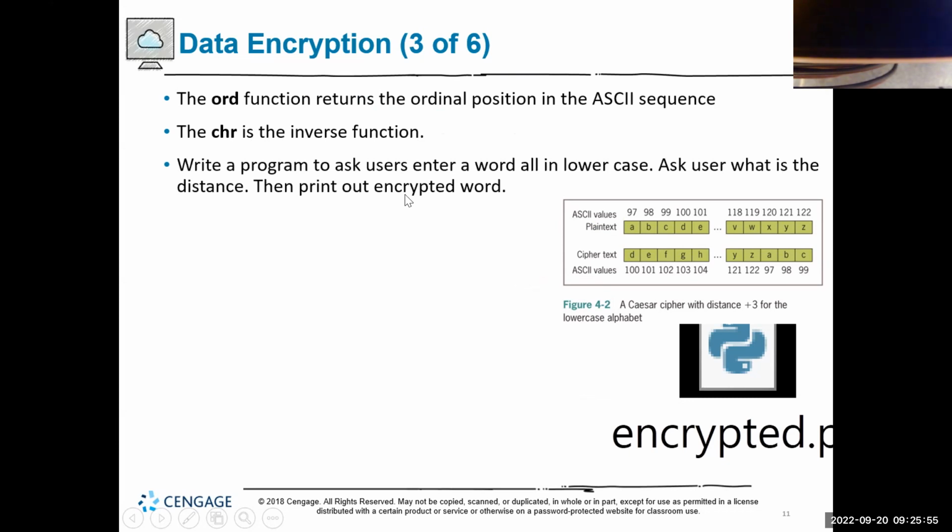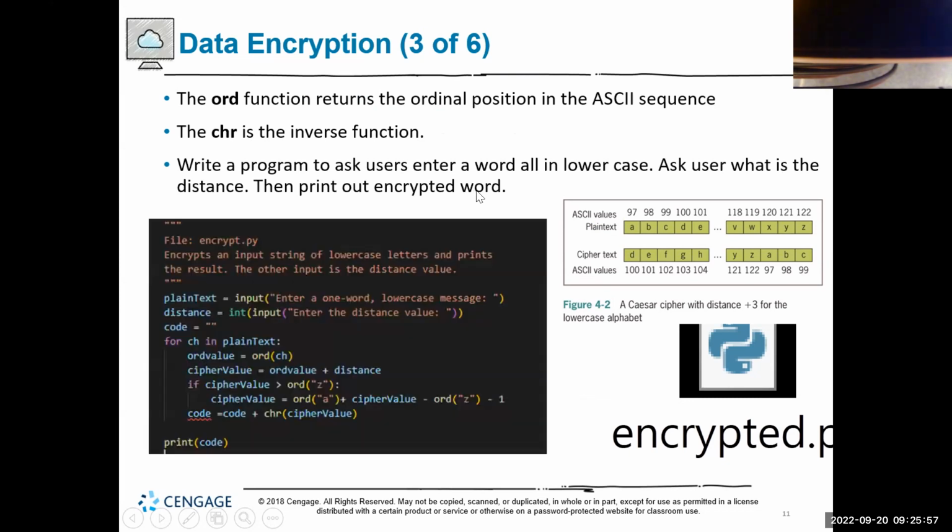Write the program to access all of the characters in the string. So you use the for loop here. This is a for loop, and in plain text here, for every character, convert it to the ASCII code, add the distance, and check if it overflows or not. If it overflows, you minus 26 here, and so on.